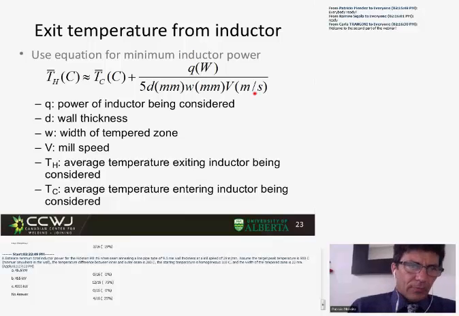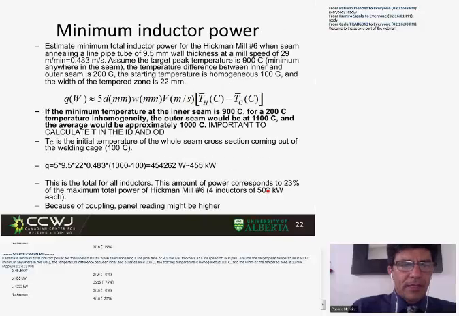So we have here the hot temperature that we know now is the average temperature exiting the inductor we consider. And Tc, in this case, is the average temperature entering the inductor being considered. Again, this is not the quench temperature. This is what comes out, and this is what came in. And this is how the heat we put in plays a role. So we have the power of the inductor that we consider. For example, in the case of the Hickman mill, we have 500 kilowatts.